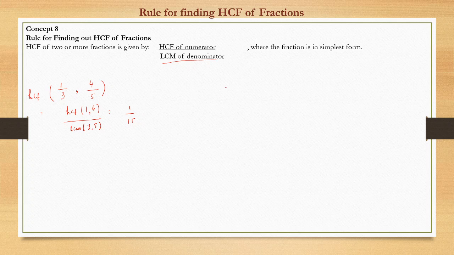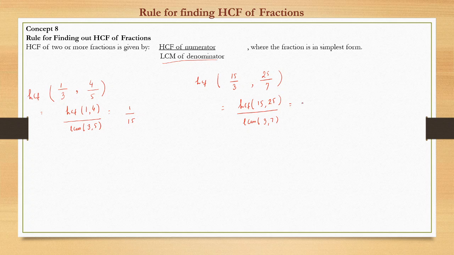In the same way we can take another example, like if we have to find the HCF of say 15 by 3 and 25 by 7. Same concept: the numerator will be the HCF of 15 comma 25, and the denominator will be the LCM of the denominators, which is 3 comma 7. So HCF of 15 and 25 is what?